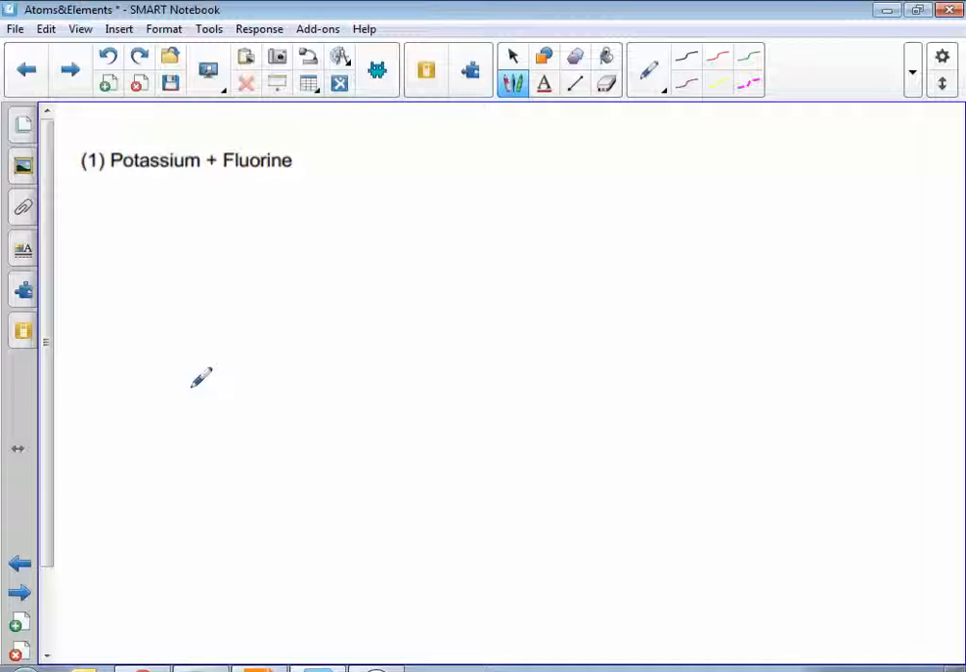Potassium is an alkali metal, and all alkali metals are group 1 metals, so therefore they have 1 valence electron. And because they have 1 valence electron, they love to react. It's very easy for them. They're very reactive. All they have to do is give up 1 electron to involve themselves in a chemical reaction. And this particular one is going to chemically react with fluorine, or form an ionic bond with fluorine.